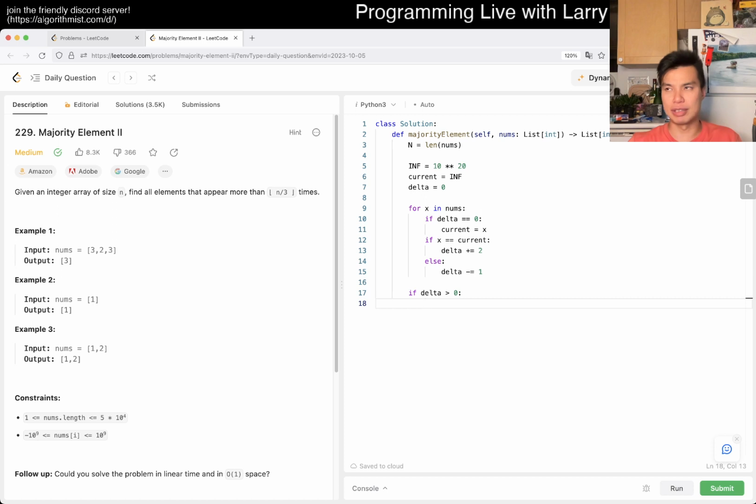Yeah, so okay, if it's greater than 0, then we have to run through and count the occurrences of current, right? So let's say C is this count, and we have an answer array. If C is greater than n/3, multiplying 3 on both sides, then we append current to the answer, right? Whew.